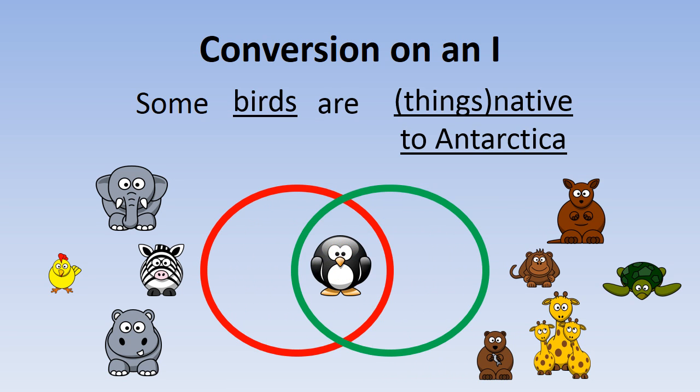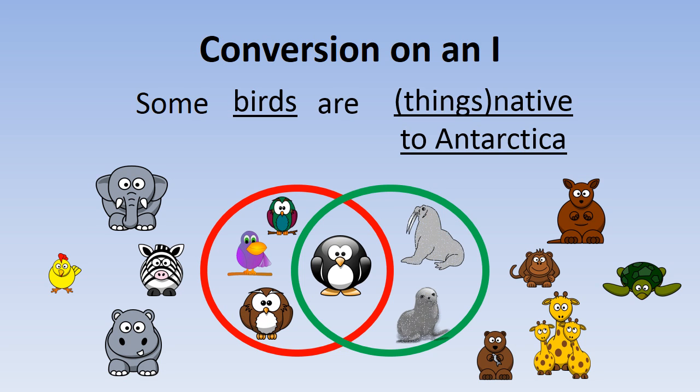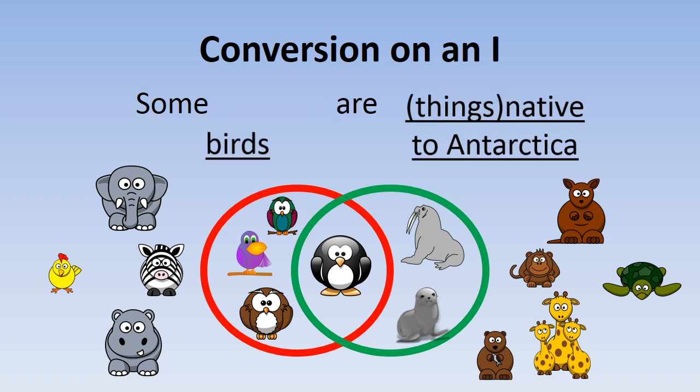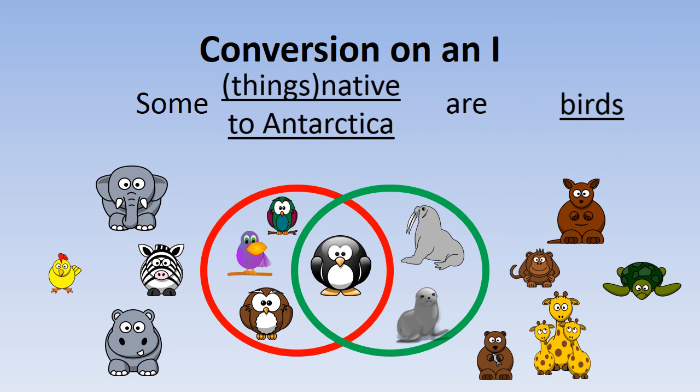So let's put a bird there, and we'll let the red circle represent birds, and we'll let the green circle represent things native to Antarctica. I'm really kind of worried that I put an animal in there that I probably shouldn't have. But hey, at least they're cold climate animals, right? So if some birds are things native to Antarctica, pretty clearly some things native to Antarctica are birds. We've just said the same thing about the green circle that we said about the red circle and vice versa.